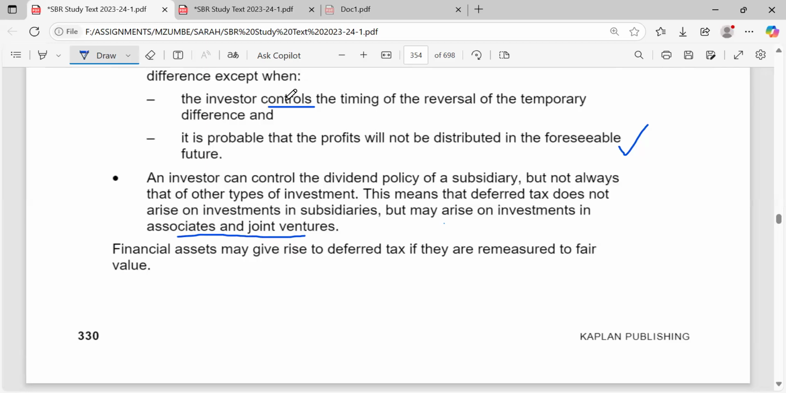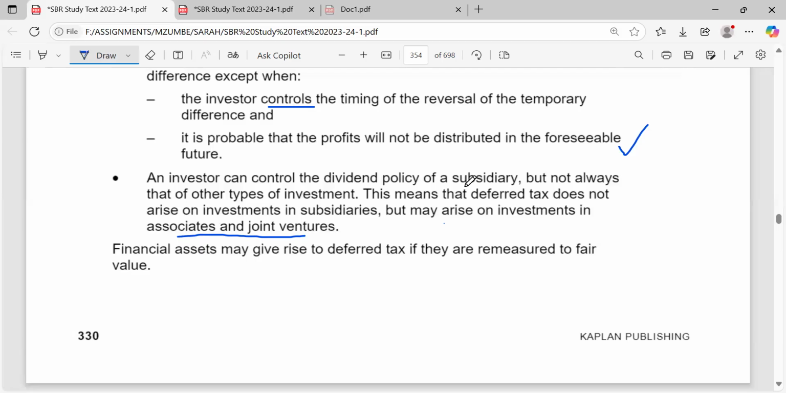And that's why if you look even in that question above, the question that we did, we looked at the fair value adjustment on inventories and we got the deferred tax liability. We didn't focus on that initial investment. We just used it to compute goodwill, but we didn't focus much on it, right? Due to this one, because an investor can control the dividend policy of a subsidiary because it has control, but not always of other types of investment.